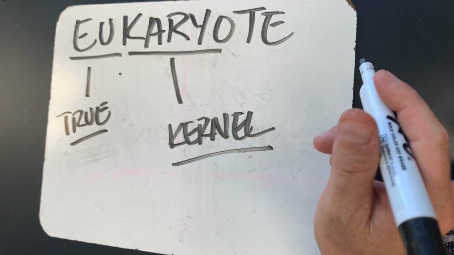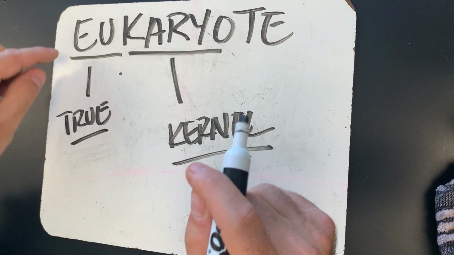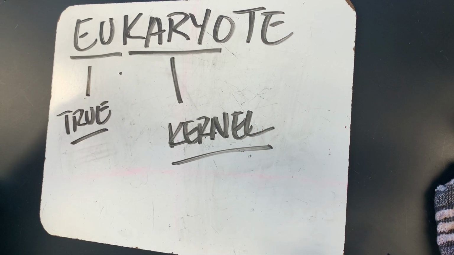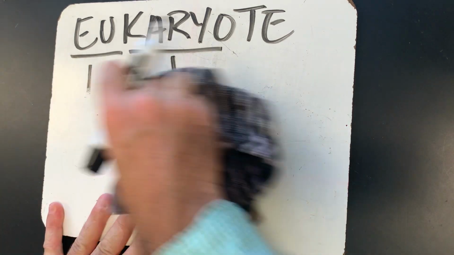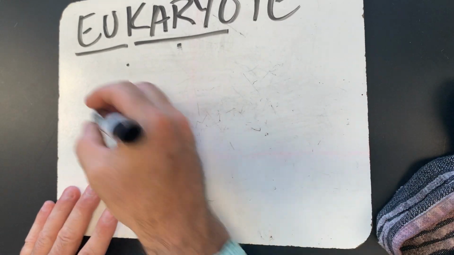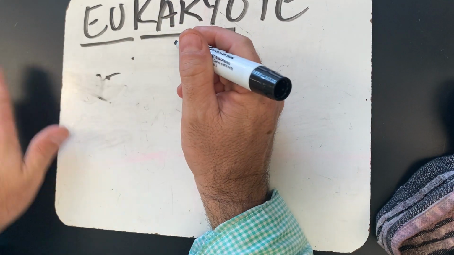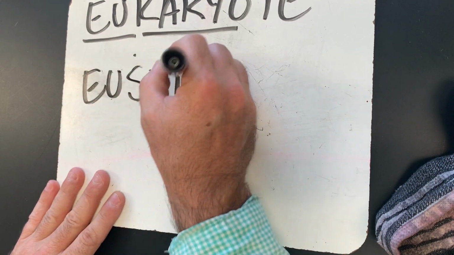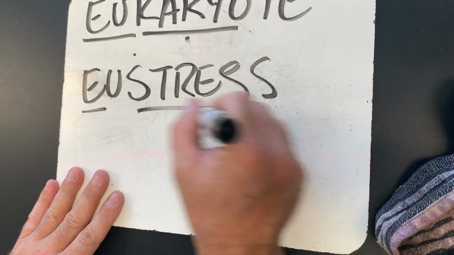There will be times in your education when you encounter these words again, especially these prefixes pro and eu. So let me give you some other examples of where this prefix has been used. One of them would be eustress. So we have eu and stress, and we all know what stress is.